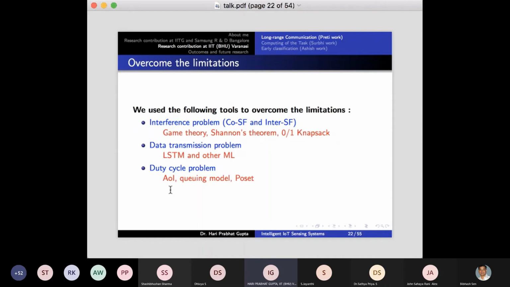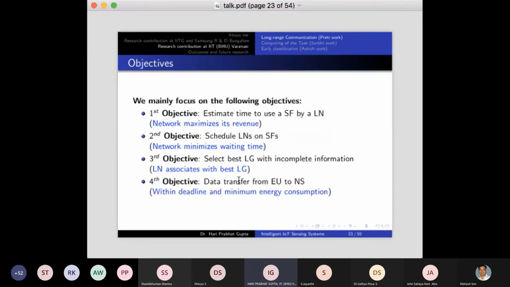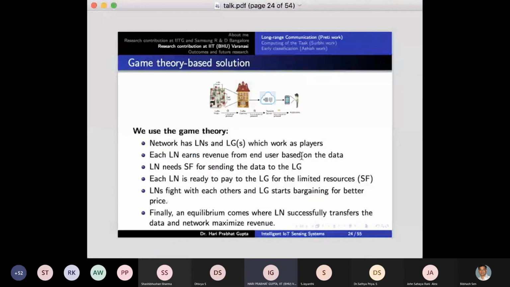If a sensor detects that gas has leaked and your age of information is 10 minutes or 5 minutes, that is not useful. Your age of information should be a fraction of a second or a fraction of a minute. So here we consider the age of information concept. We also consider the queuing model and graph theory concepts for handling the duty cycle problem. So there are 4 problems that we consider.